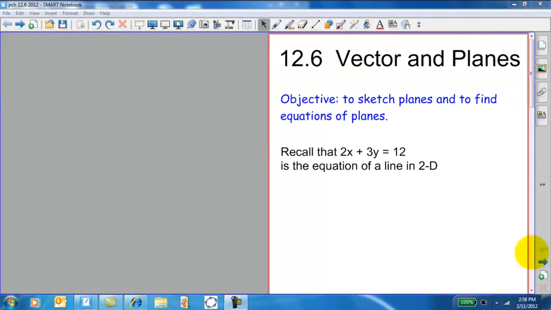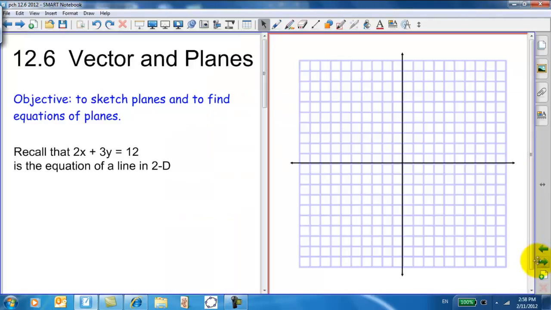Hello pre-calc honor students, here we are with vectors and planes. We're going to try and sketch planes and find equations of planes in 3 space. But first let's review what happens in 2 dimensions with something like 2x plus 3y equals 12.